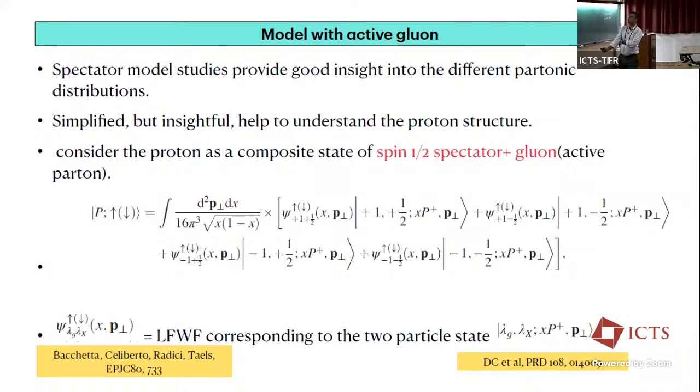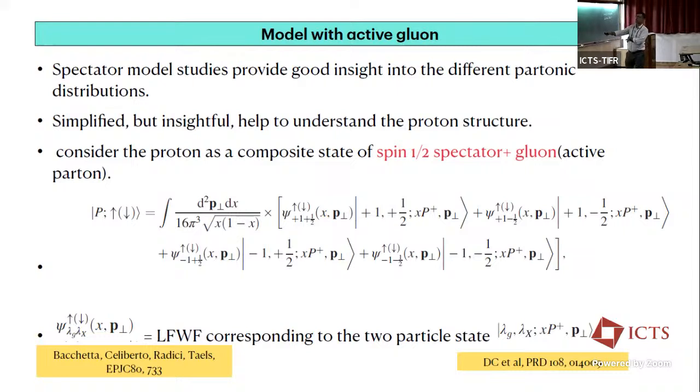So here basically what we do is that you have this model where you have this spin half spectator and this gluon is the active parton. So that proton state, for example, with spin up and down, you expand in all possible combinations of the quark and this gluon spin combination. So here this first index is for the gluon helicity and the second one is for the quark, and the superscripts are actually for the proton. So these are the wave functions corresponding to the different sectors of this state.